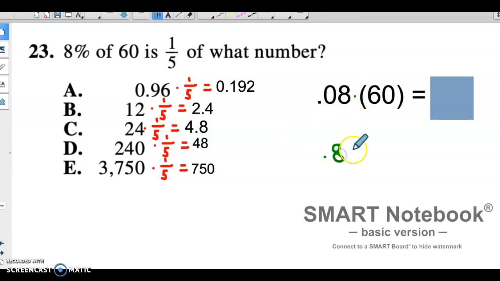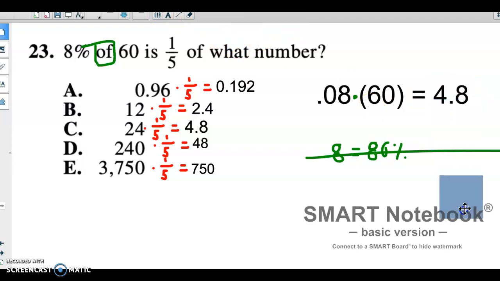0.8 is 80%. This is a common mistake that happens a lot. 0.8 is 80%, and that was not going to help us at all here. So 0.8 is 80%, 0.08 is 8%. So we need to take that 0.08 and multiply it, because the word "of" tells us we're going to multiply, by 60. So 0.08 times 60 is 4.8.